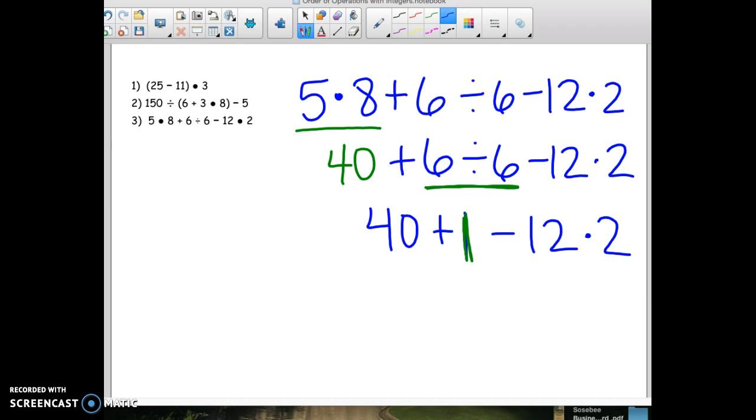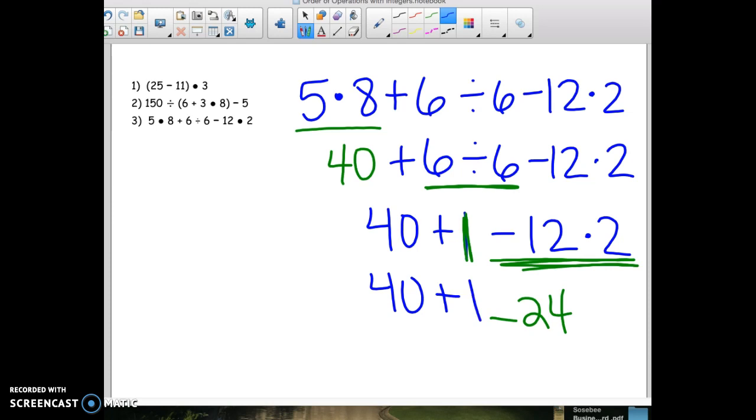We're still not done multiplying and dividing yet. Notice that this is a negative 12 times 2. The sign has to go with the number. So negative times a positive is a negative, and that'll be negative 24. Bring everything else down. 40 plus 1 minus 24. Then we can just add and subtract. 40 plus 1 is 41. 41 minus 24. We're going to have to subtract that to the side.